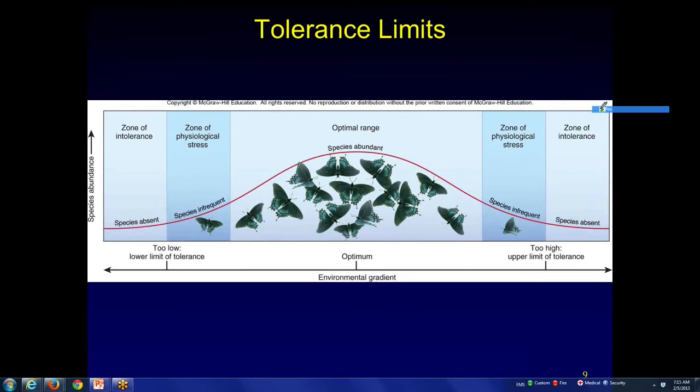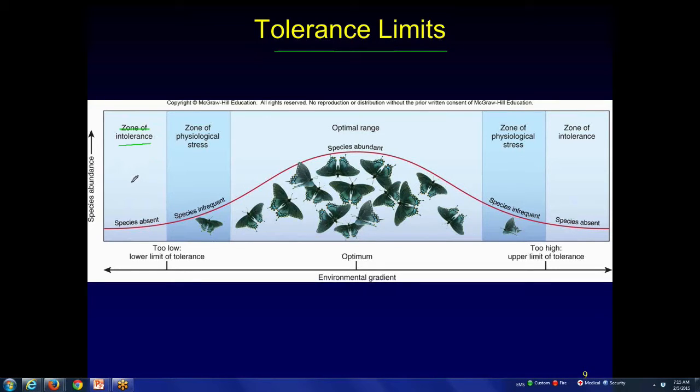So here's another example of what we mean by tolerance limits. Here we've got a species that looks like a black swallowtail. These are swallowtail butterflies, very beautiful. You would probably call them black swallowtails. And you can see we have the zone of intolerance where there are no black swallowtails.